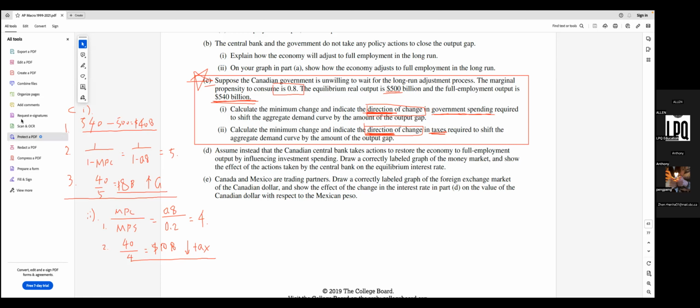You need to specify, once again, the amount of your adjustment and the direction of your adjustment. It is better to have a full sentence to explain it. We want to increase government spending by $8 billion and we want to cut down the tax by $10 billion.